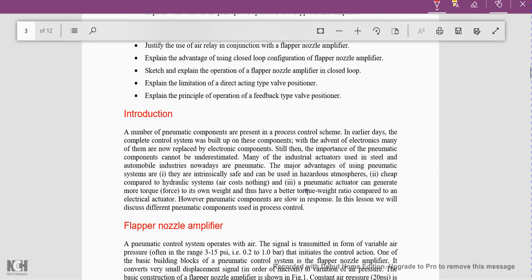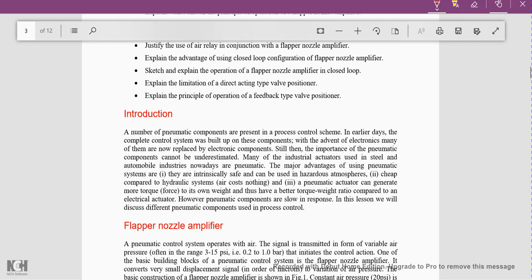In the introduction, a number of pneumatic components are present in a process control scheme. In earlier days the complete control system was built up on these components. With the advent of electronics, many of them are now replaced by electronic components. Still, the importance of the pneumatic components cannot be underestimated. Many of the industrial actuators used in steel and automobile industries nowadays are pneumatic.